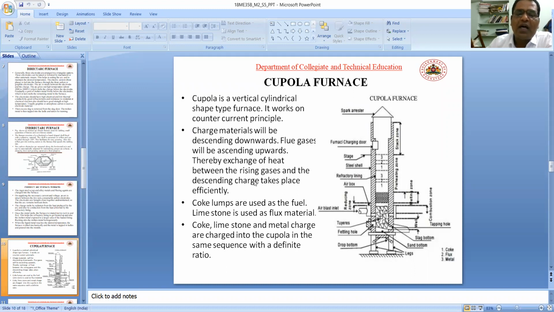Coke lumps are used as a fuel. Limestone is used as a flux material. Coke is used as a fuel for heat generation. Coke, limestone, and the metal charge are charged into the cupola in the same sequence with a definite ratio.